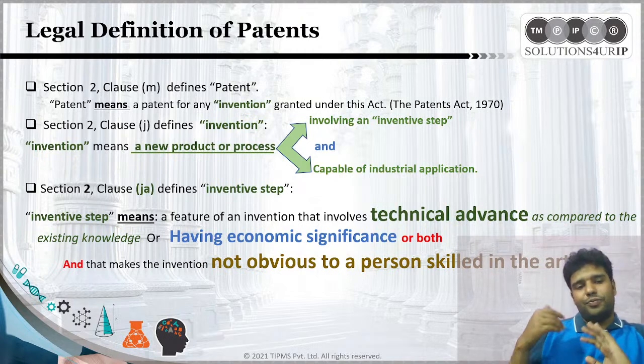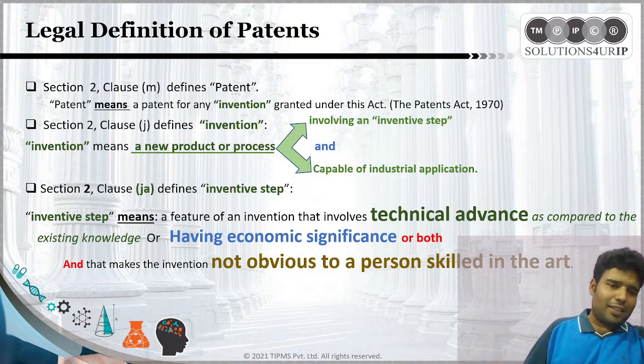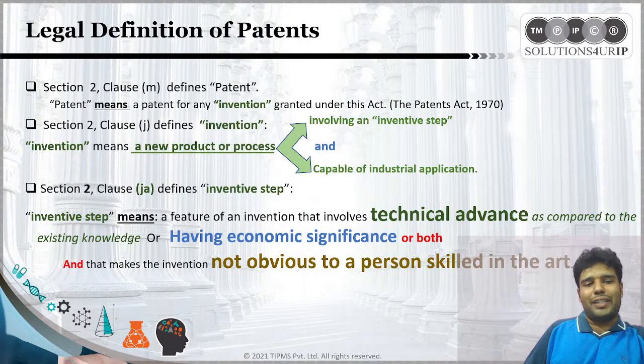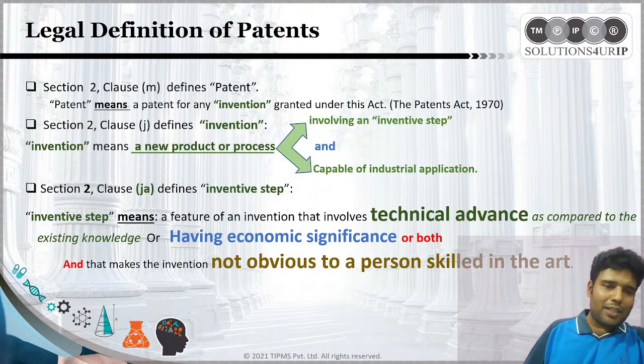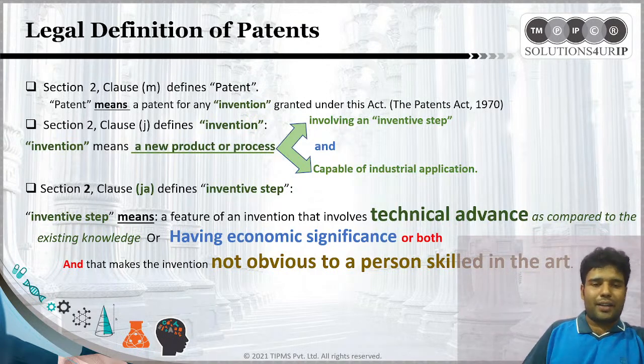So the next important definition which might be asked is invention. Other important definitions I will definitely say later on, but let us try and understand legally what patent means. In section 2(1)(m), patent means a patent for any invention granted under this Act. Thereafter, the next thing is, what is invention? Invention is also defined under this Act.